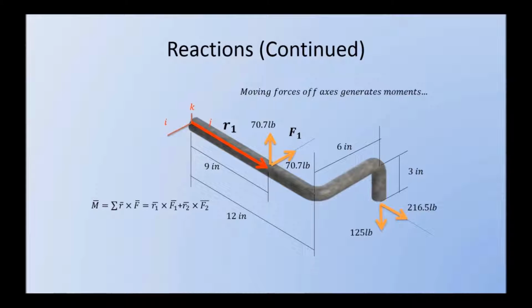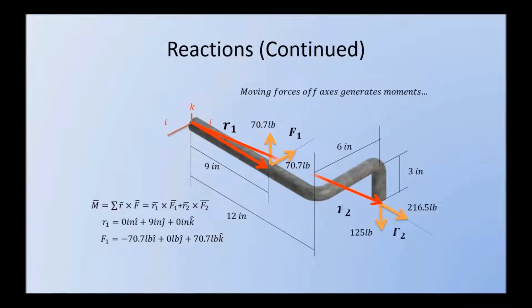Now, R1 is the distance vector from the cut to the point where the forces are located, and F1 is the force vector. That is shown there. So R1 is 0 inches in the I direction, 9 inches in the J direction, and 0 inches in the K direction. F1 is composed of minus 70.7 pounds in the minus I direction, 0 pounds in the J direction, and 70.7 pounds in the K direction.